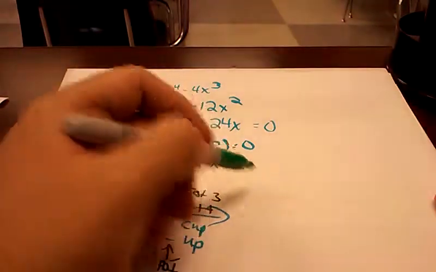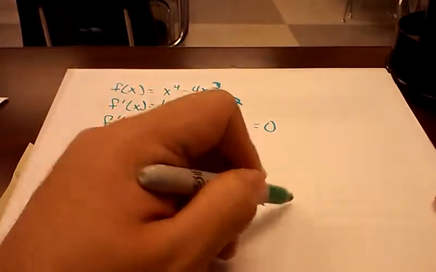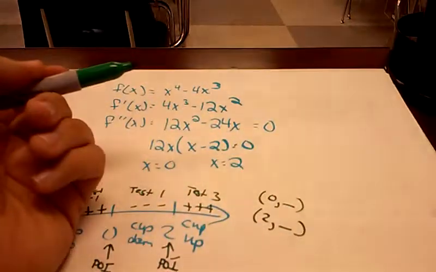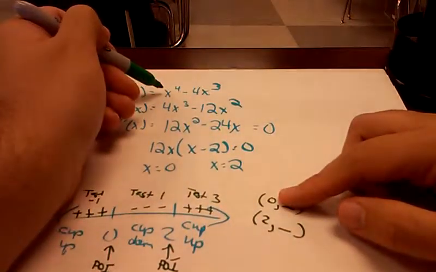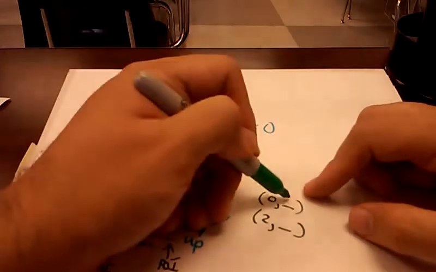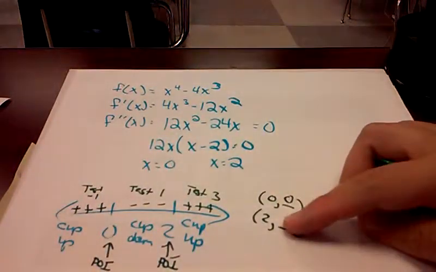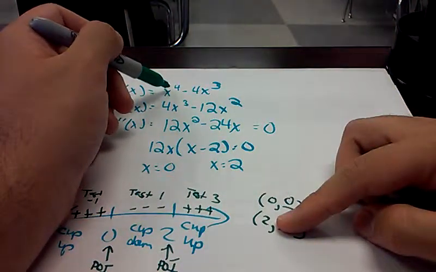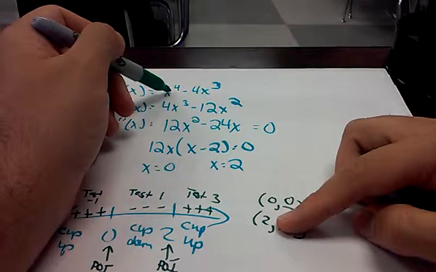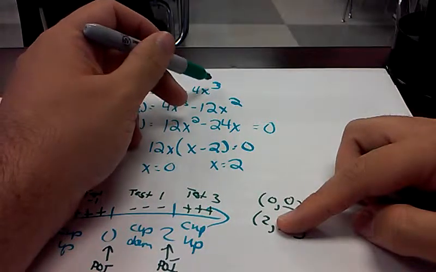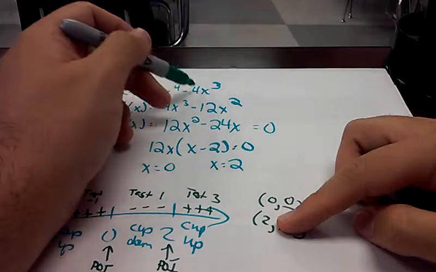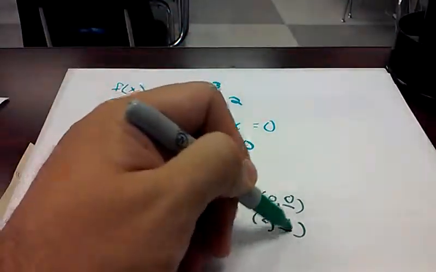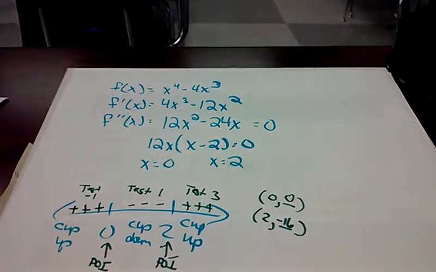So I want to figure out what that point is. So 0 is one point and 2 is the other point. So we're going to plug 0 into the original function, 0 minus 4 times 0, so that's going to be 0, which we found that point earlier. And now if we plug 2 into the original function, 2 to the fourth is 16, and then 2 to the third is 8. 8 times -4 is -32, so you got 16 minus 32, so that'll be -16. So that's where my two POIs are.